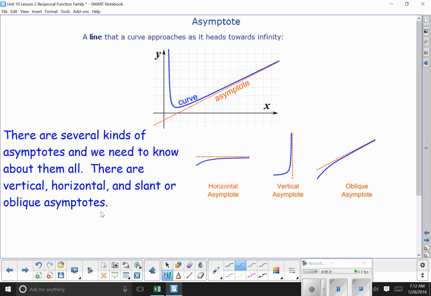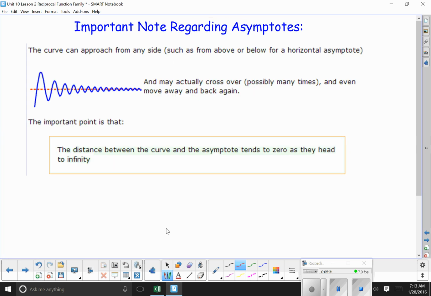Asymptotes, unless it is the x or the y-axis, are typically drawn as dashed lines. Now, an important note regarding asymptotes. The curve can approach from any side, such as from above or below for a horizontal asymptote, and may actually cross over, possibly many times, even move away and back again. The important point is the distance between the curve and the asymptote tends to 0 as they head to infinity.